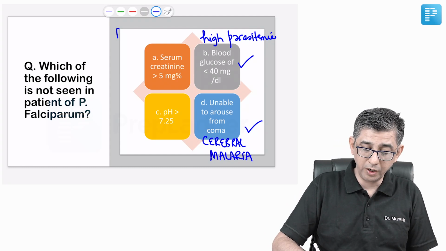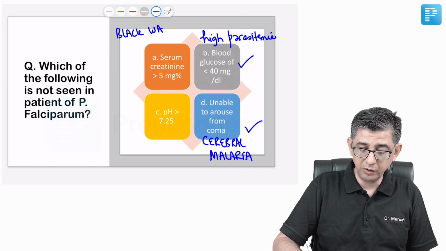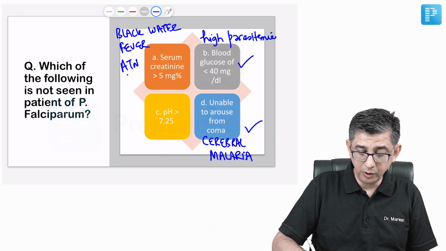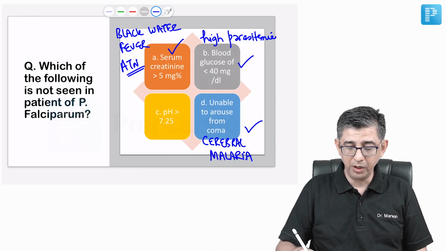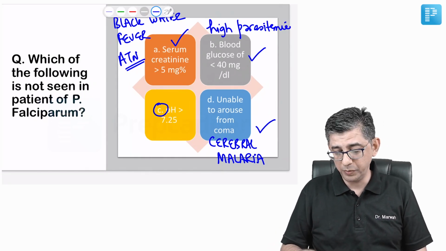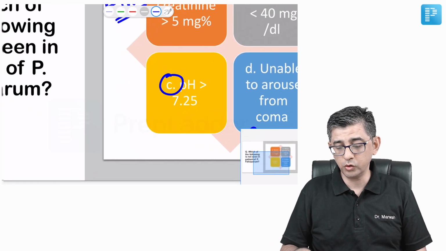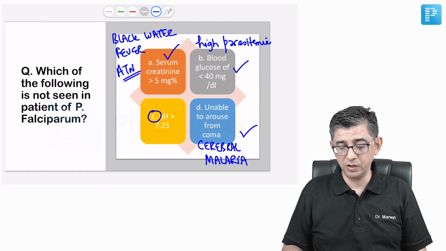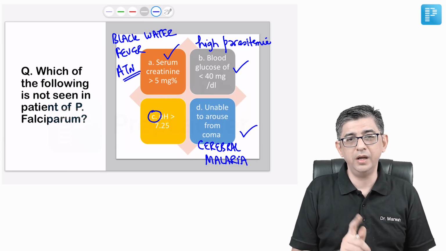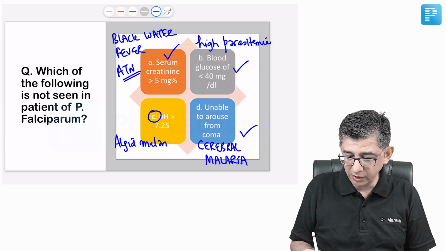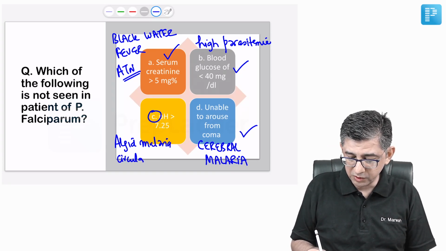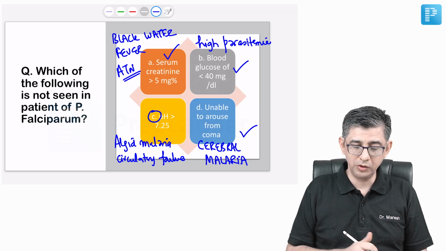These patients can have blackwater fever. Blackwater fever implies that there would be extensive hemolysis and acute tubular necrosis, because the hemoglobin will block the tubules, and blockage of tubules can cause serum creatinine to become elevated. But at option number C, I think the error was pH more than 7.25, whereas actually it should be acidosis. These patients would also have circulatory failure, because you read about algid malaria. In algid malaria you have a circulatory failure, and with circulatory failure a metabolic acidosis component would come in. The correct answer to this question is option number C.